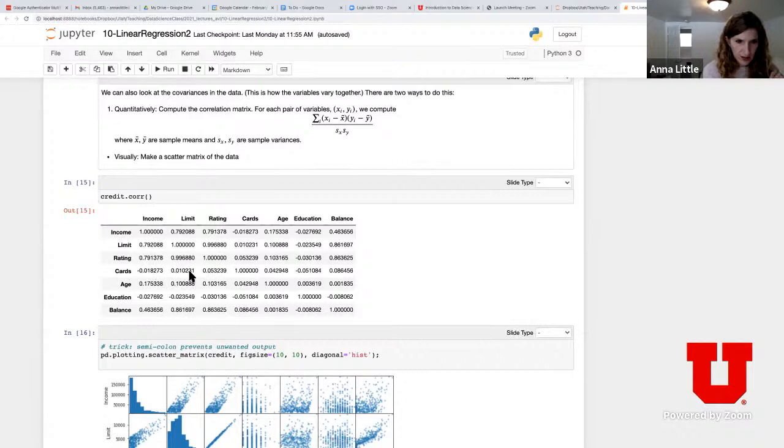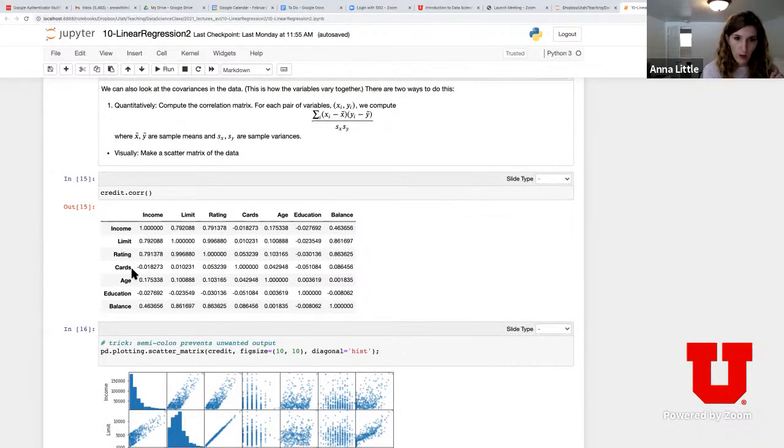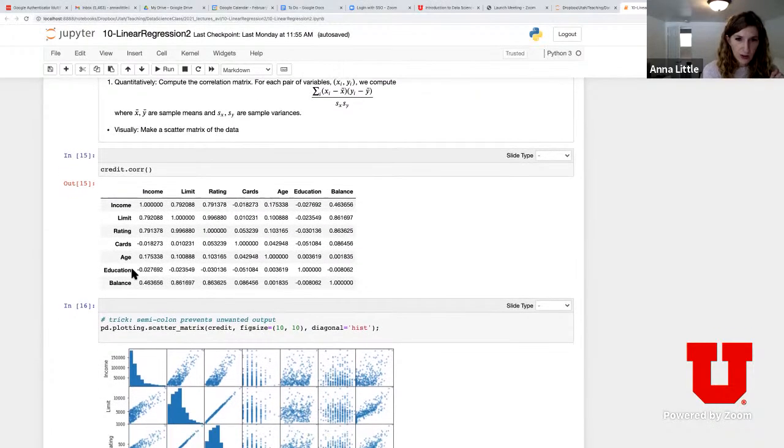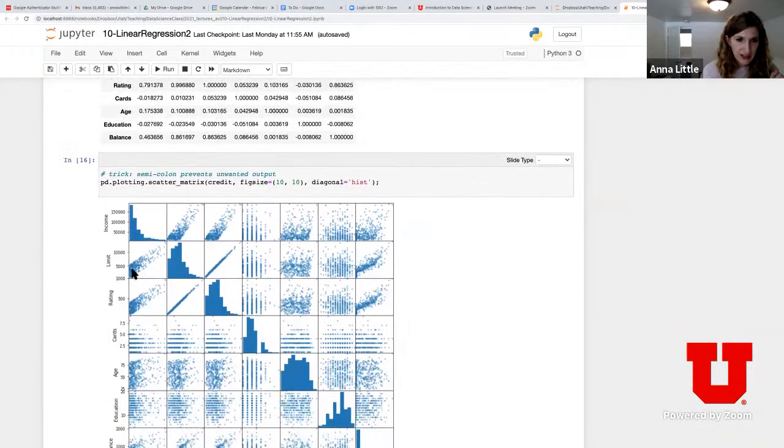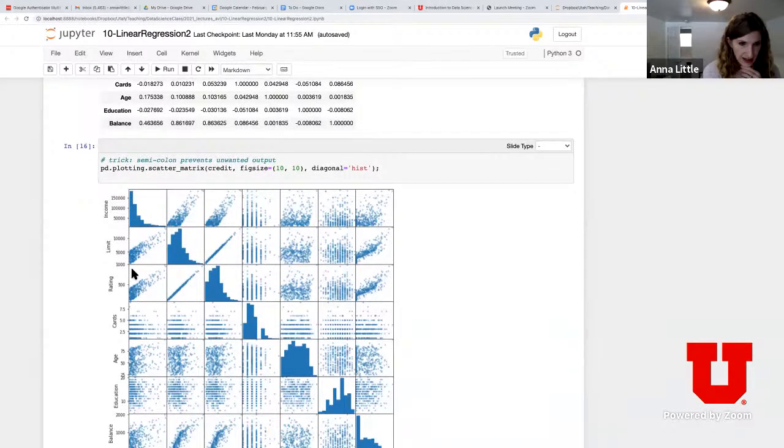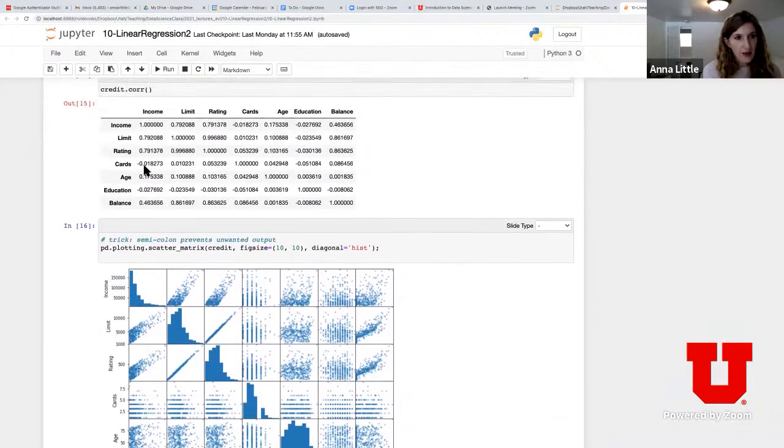Cards does not appear to be very correlated with anything. So maybe that'll mean it's not very useful. Usually you want a predictor to be somewhat correlated with your response. It's nice to have predictors that aren't correlated with each other, that's not a bad thing.